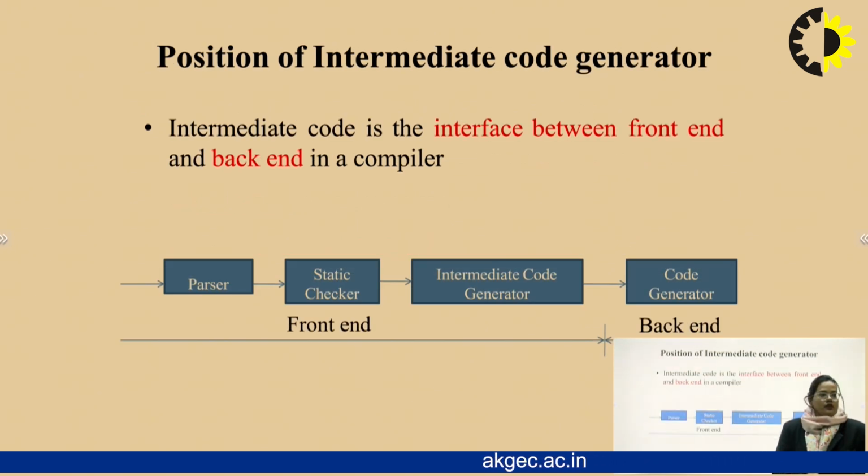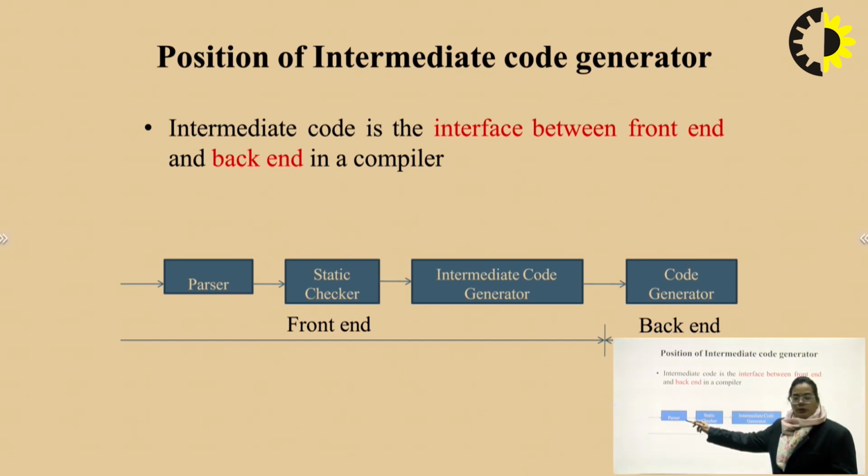Now, the position of the intermediate code generator. Intermediate code is the interface between the front end and the back end in a compiler. First the parser will come, then the static checker, and then the intermediate code generator. After that, the intermediate code generator generates intermediate code, and then it passes to the backend phase, that is the code generator phase, which will generate machine code from the intermediate code.